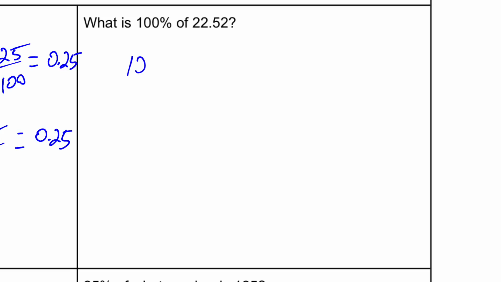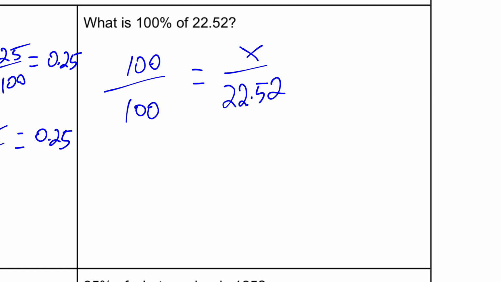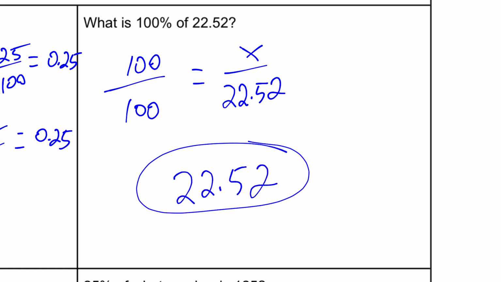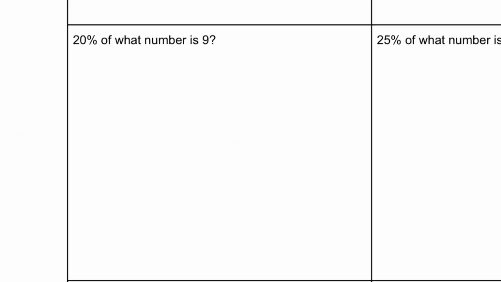For this one, I could take 100 over 100 is equal to some value over 22.52. This is a bit of a trick question, though. 100% of anything is just equal to itself.